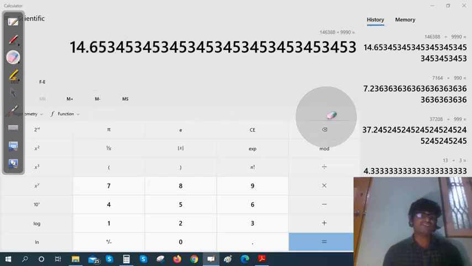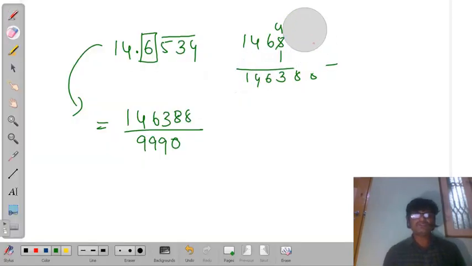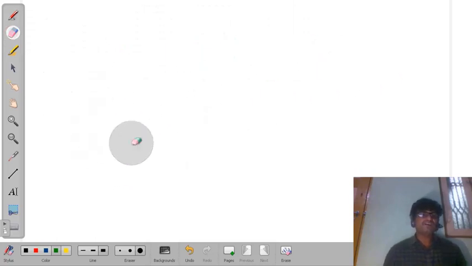Hope you understand this. Right? Got it or not? Okay, right. So this is the decimal expansion of rational numbers. Now let us come to irrational numbers.